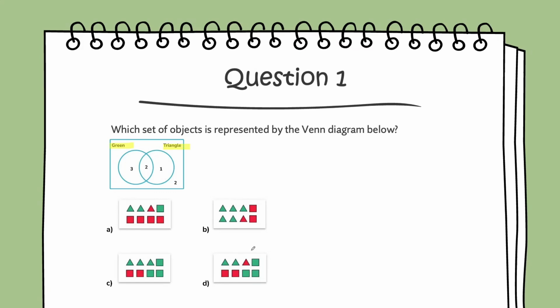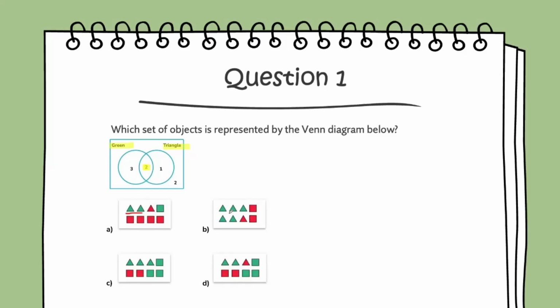So what this means is, again, I always like to look at this middle section first in Venn diagrams. I find that the easiest thing to look at. This middle section of 2 means that we have two objects that are both green and a triangle. Nothing more, nothing less. So if we look at the options here, we can see that this one has two green triangles, so this is a potential correct answer.